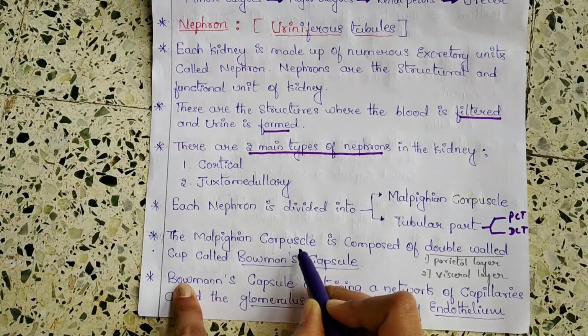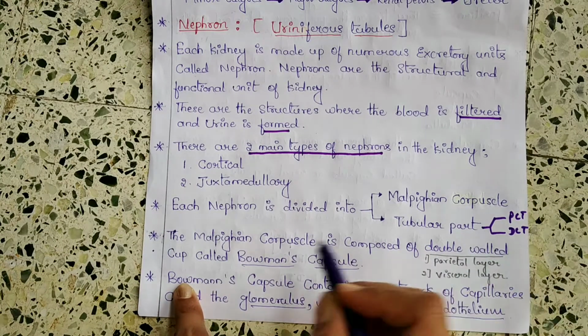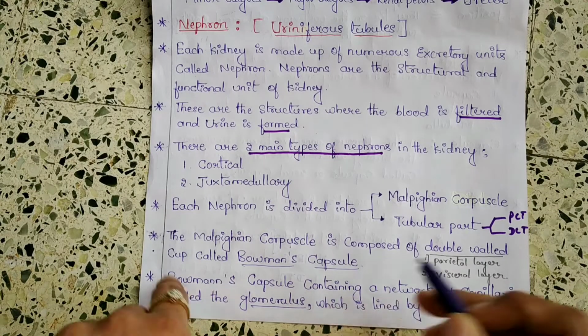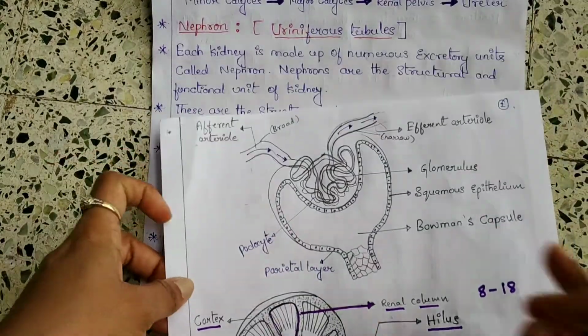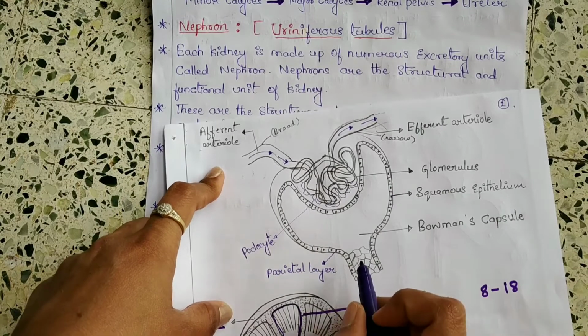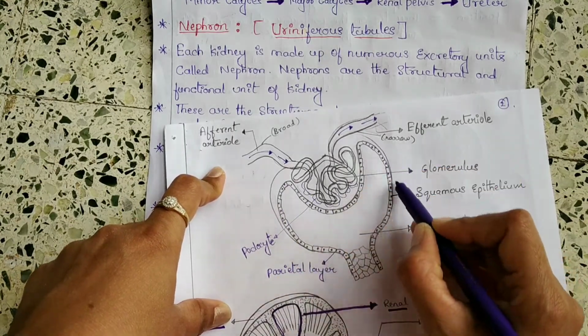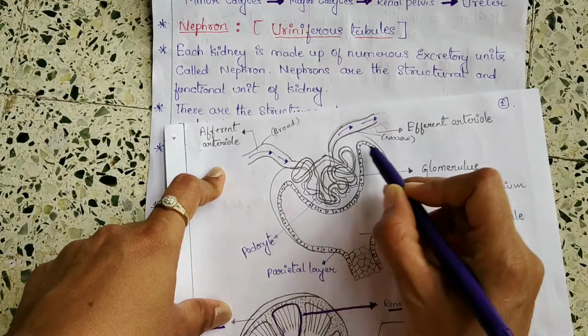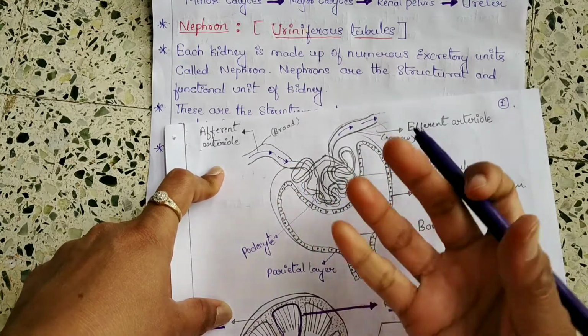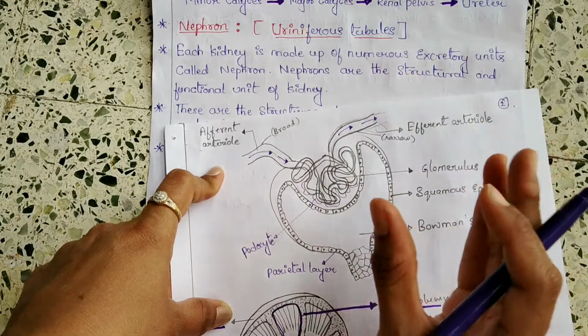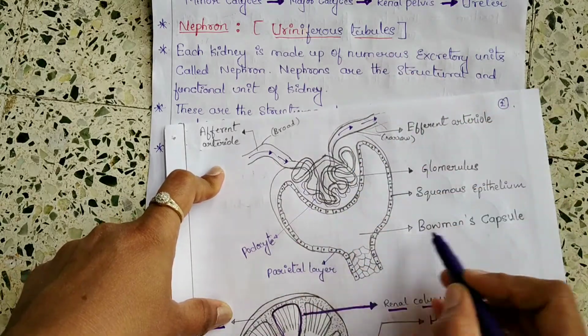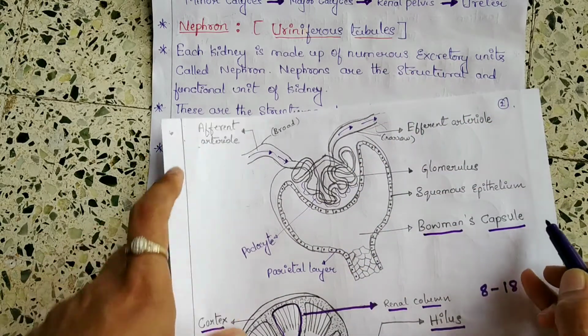The Malpighian corpuscle is composed of a double-walled cup called Bowman's capsule. You can look at the diagram here. This Malpighian corpuscle is composed of a double-walled cup shape. If you look at this structure, you can see it is like a cup. It is a cup-shaped structure, and that is called Bowman's capsule.